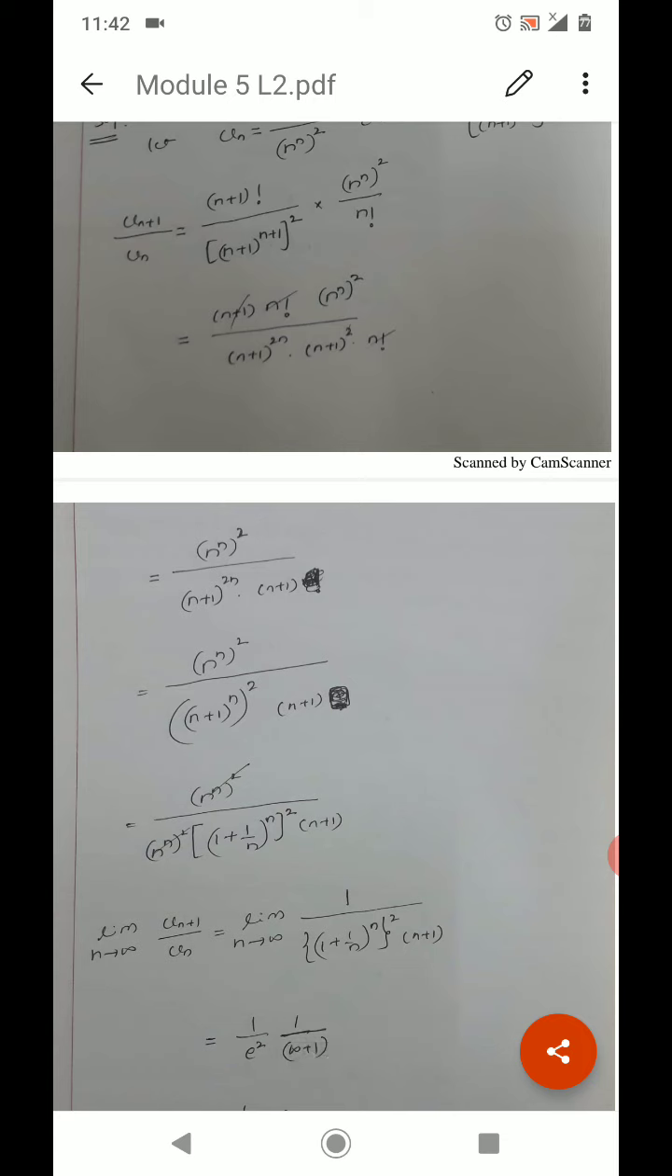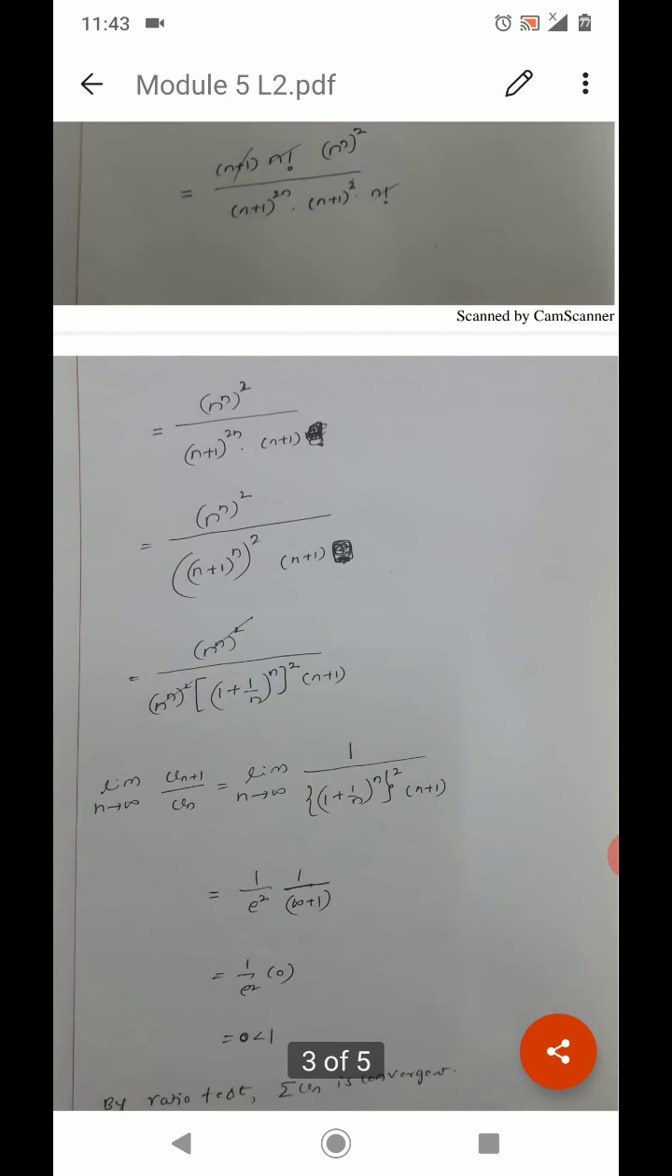So that can also be written as, in the denominator, (n+1) to the power 2n. Here 2n can be written as (n+1)^n whole to the power 2. Okay, so in that we take n^n whole squared outside. In the numerator we have (n^n)^2, and in the denominator we have (n^n)^2 of (1 + 1/n)^n whole to the power 2 into (n+1). So from the denominator and numerator we cancel (n^n)^2.